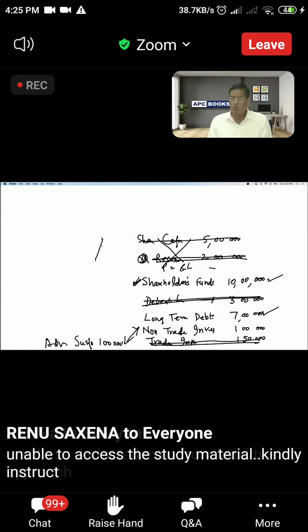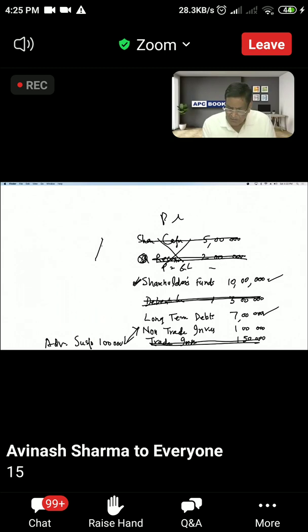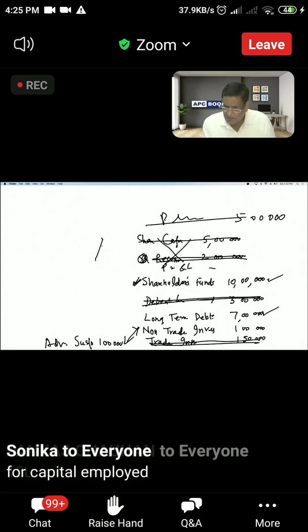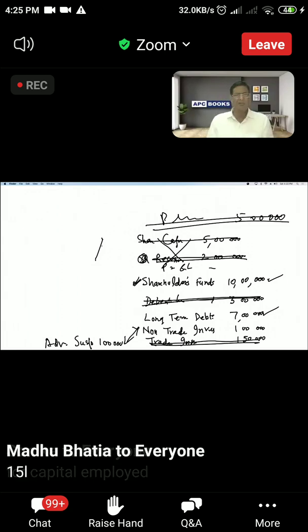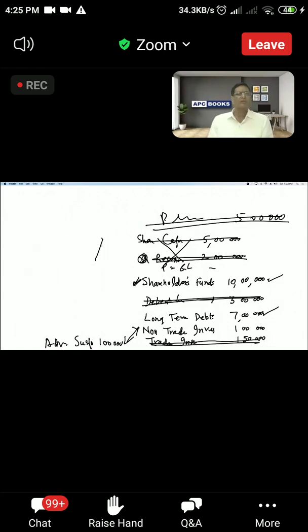Assets are not to be considered. Suppose they give plant and machinery in this question, plant and machinery 5 lakh. It has no value, because we are calculating capital employed following liability side approach.